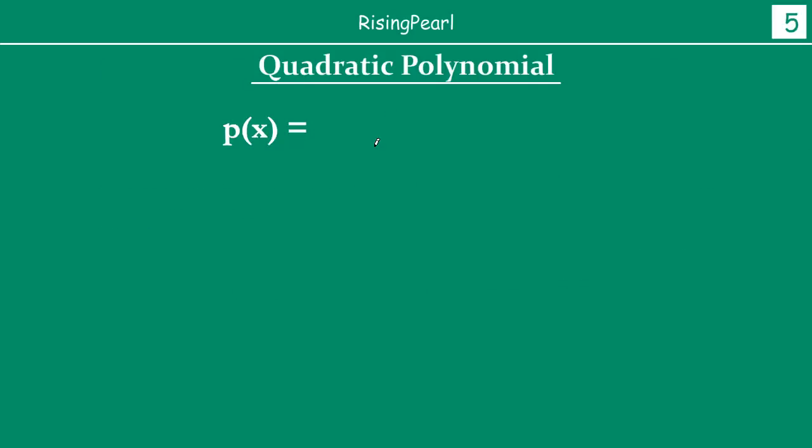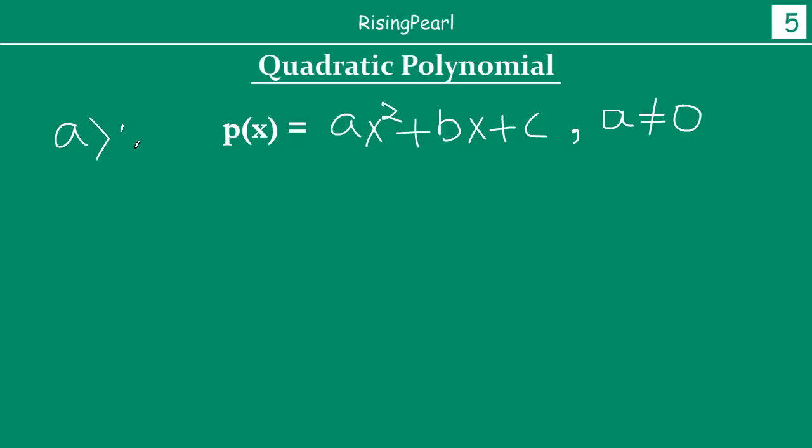Now friends, also recall a standard way to write a quadratic polynomial is ax squared plus bx plus c, where a, b, c are real numbers and a is not equal to 0. Because if a is 0, then the x squared term will go away. It will not be a quadratic polynomial anymore. So a cannot be 0, but a can be more than 0 or a can be less than 0.